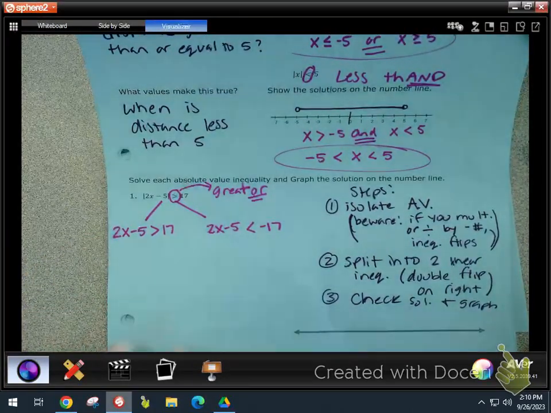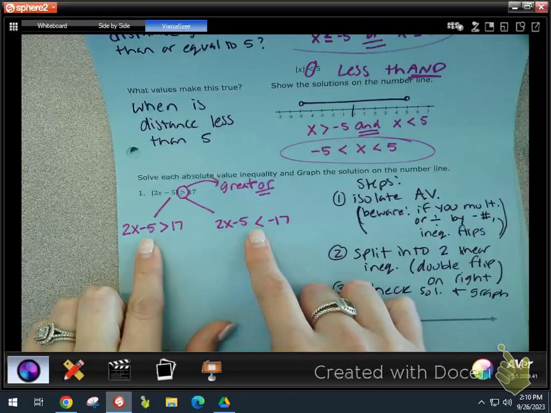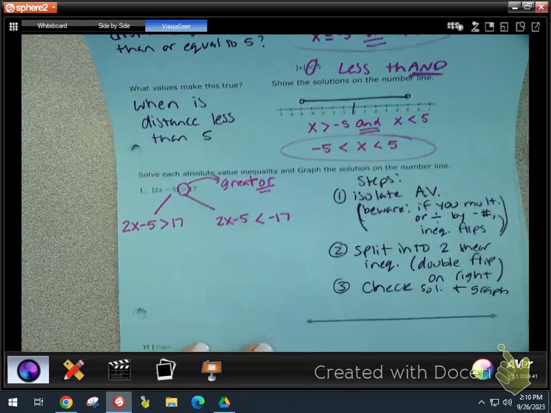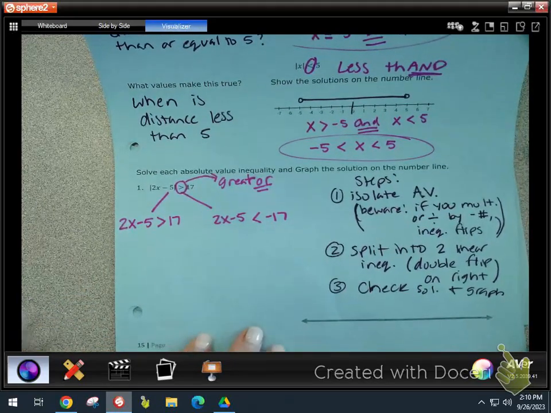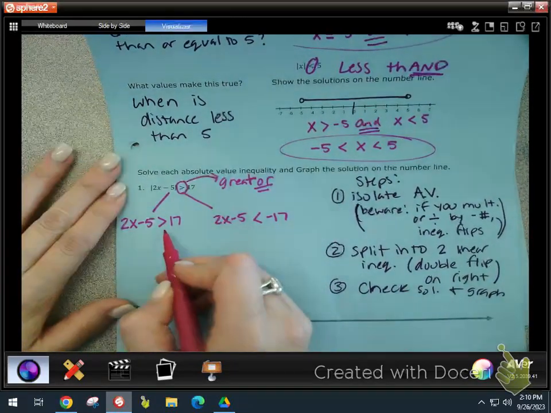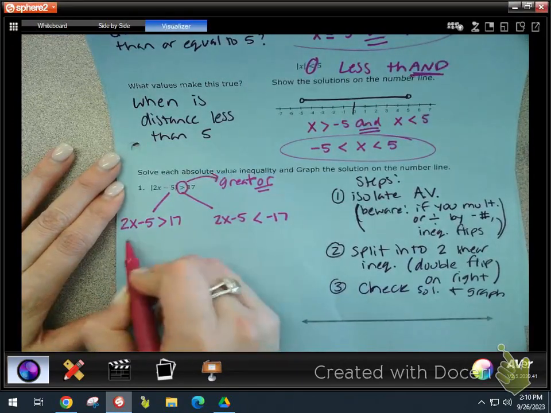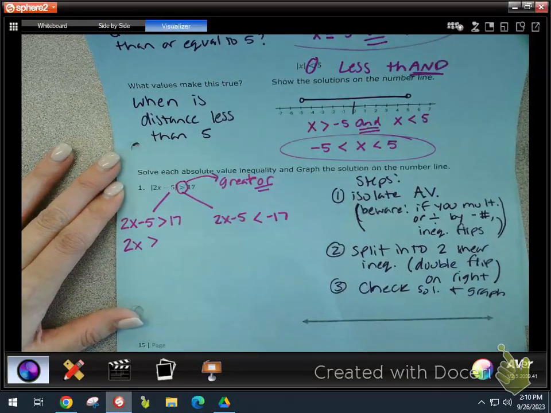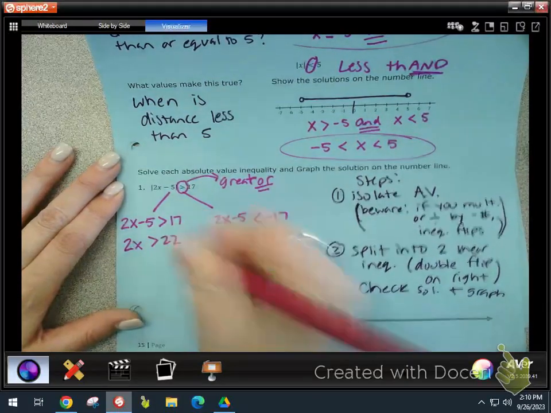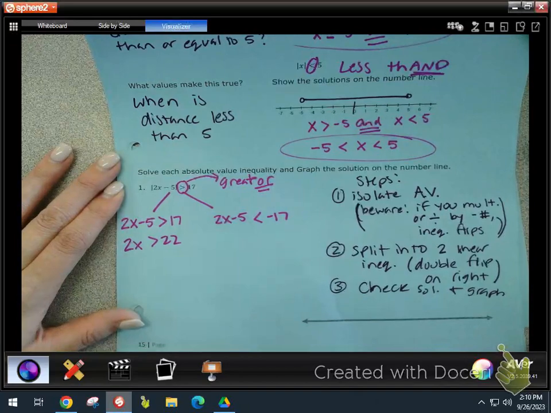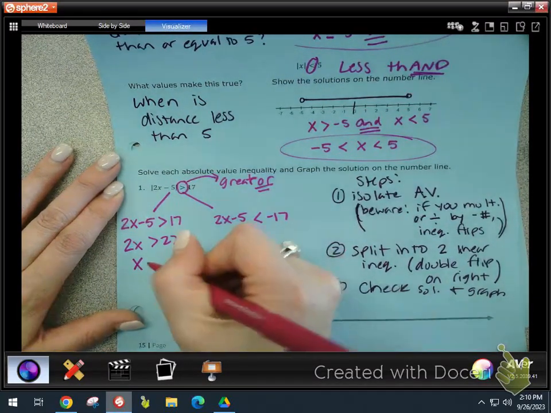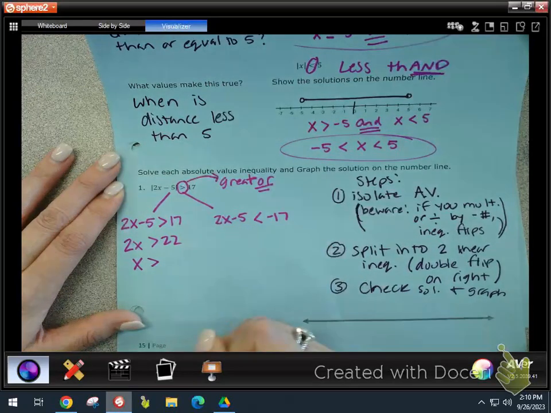No worries. All right, so then I just have to solve these two separate linear inequalities, and then I'll talk about how to write it and how to graph it. Okay? So here we go. Step 1, add the 5. 2x greater than 17 plus 5 is 22. Divide both sides by 2. Does our sign flip when we divide by a positive 2? No. So x is greater than 11.